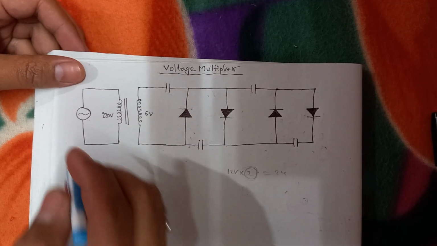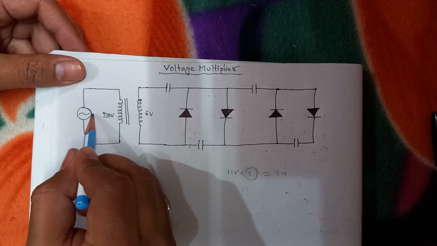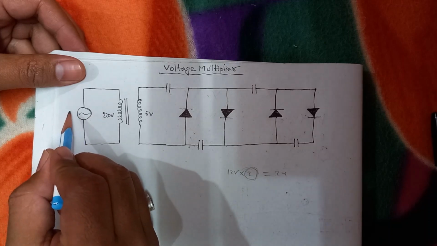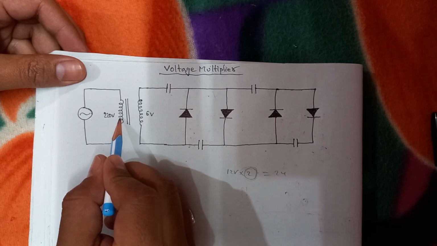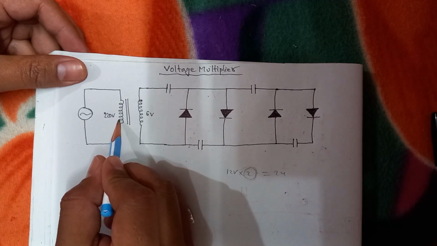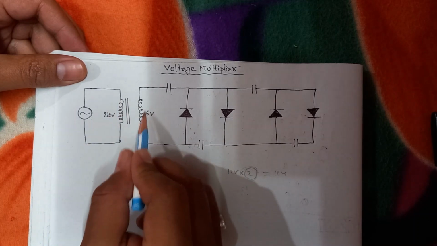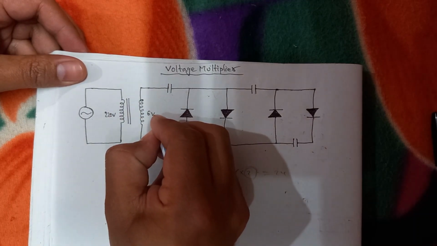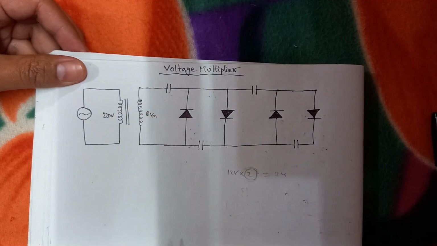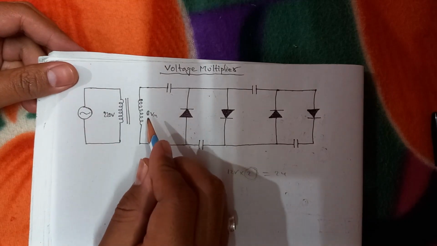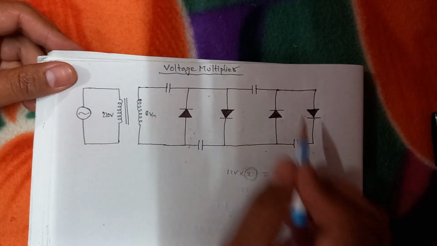For this we need an AC source. A sinusoidal wave symbol is given over here. 220 volt AC is given to the transformer, and the transformer is set in such a way that its output is around 6 volt. Let us call its output Vm. Generally we can take 6 volt in a lab, or we can take 12 volt according to our choice of capacitor and so on.